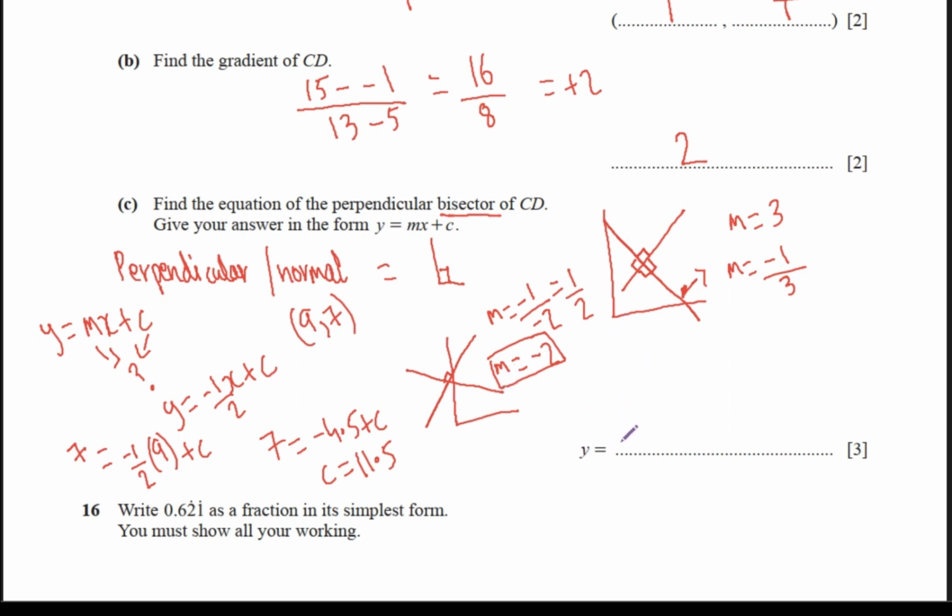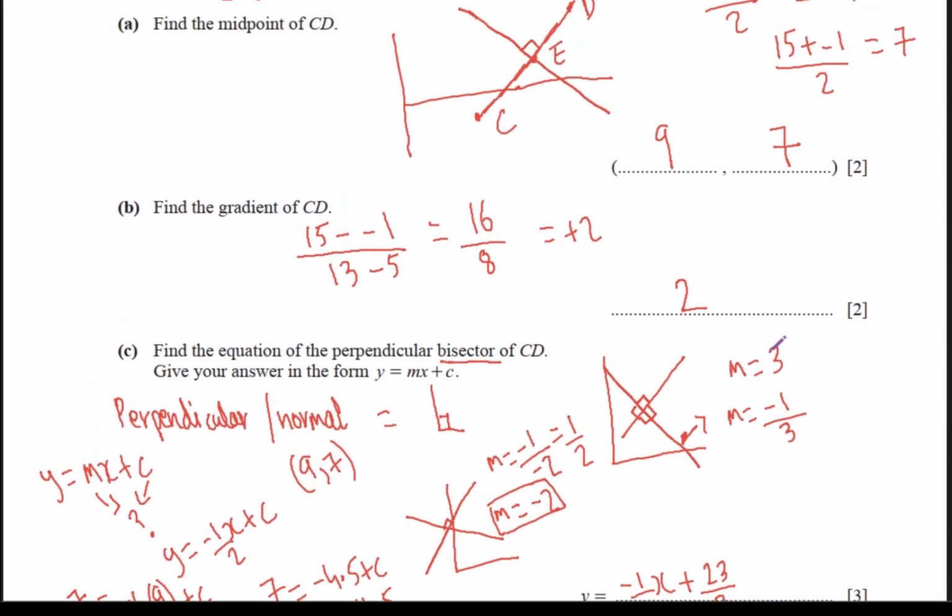So now we have y is equal to -1/2 x plus 11.5. That's the same as 23/2 if you want to give it in fraction form. Since I gave it as a fraction here, I'll give it as a fraction here. But 23/2 and 11.5, of course, are the exact same thing. So yeah, that's what we need to know about lines.